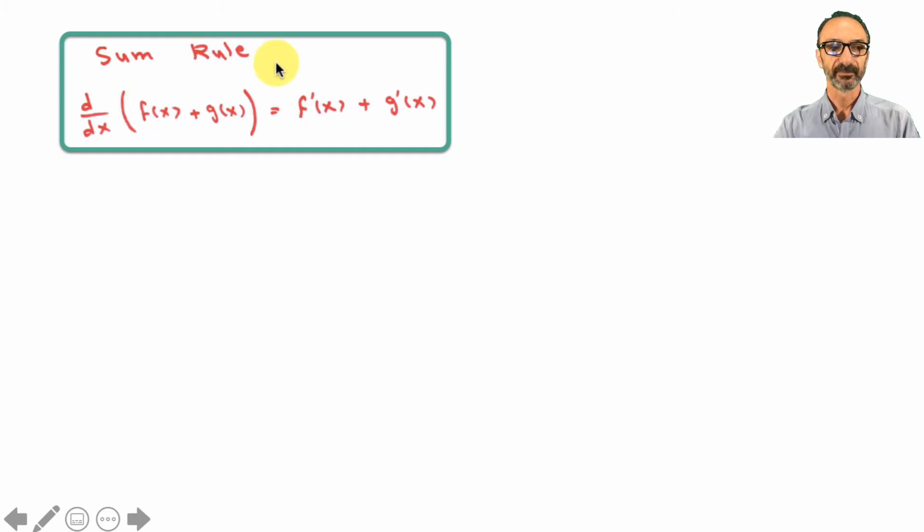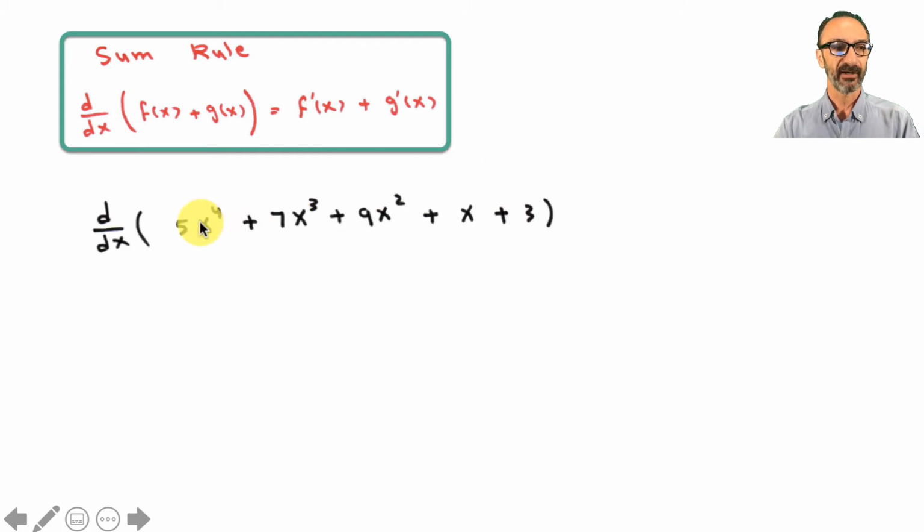Sum rule. The derivative of the sum of two functions is the sum of the derivatives of those two functions. Too much to say, we don't like to say that much. Let's take a practical example. A function, another one, another one. So I have more than one function in our way. d/dx of this much. We know how to do this, 5x to the 4. We just did that.